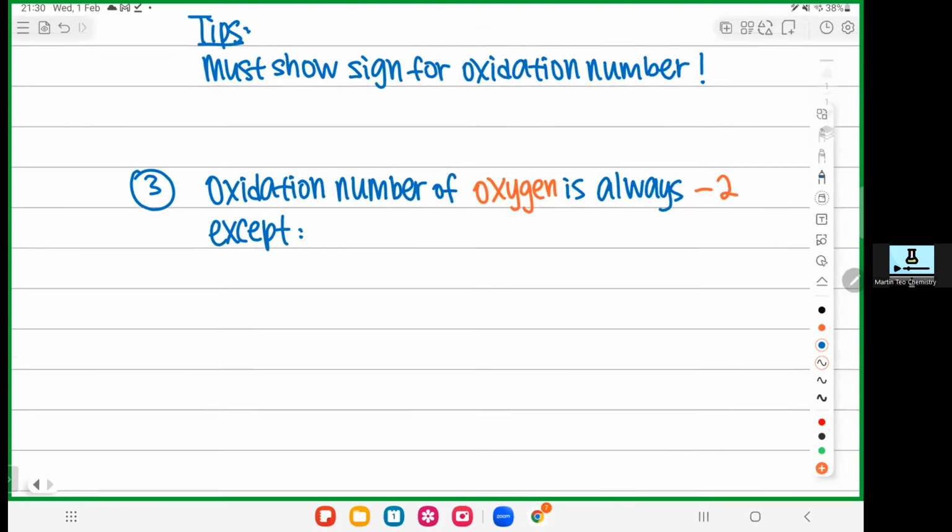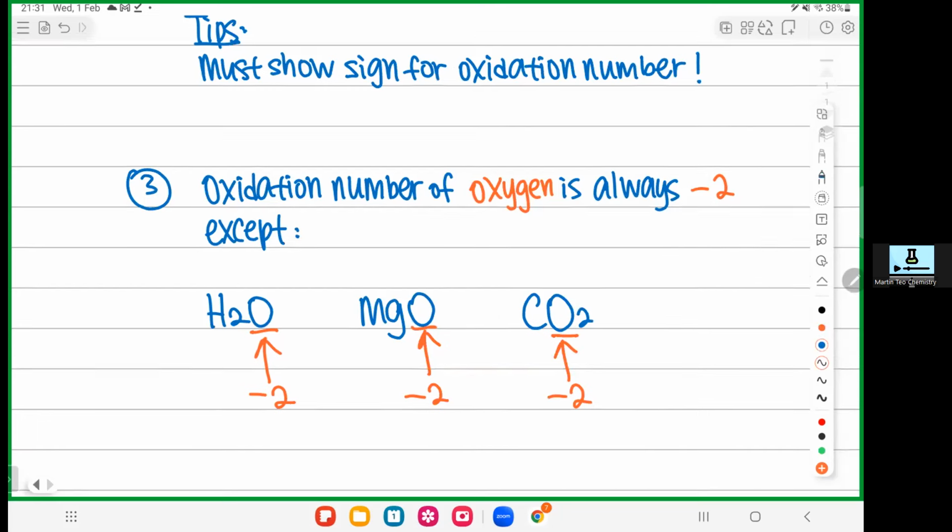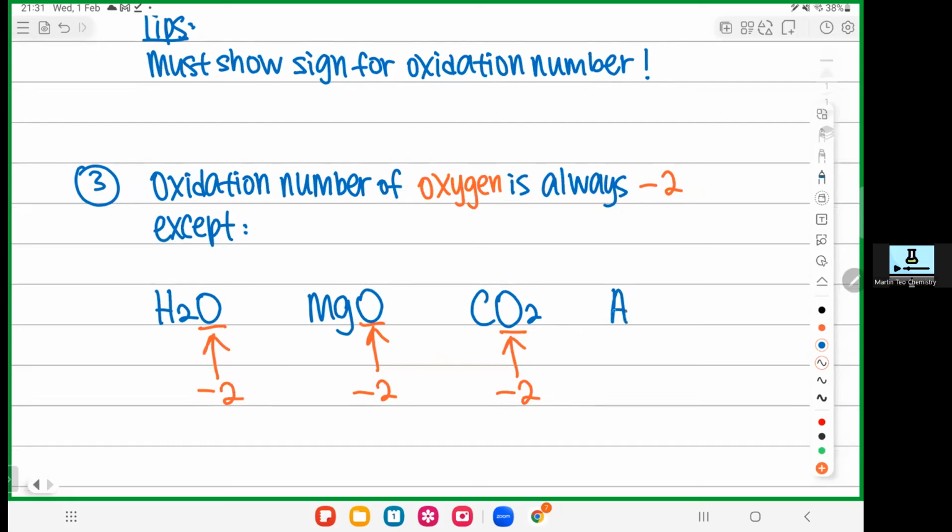Let's say water has oxygen. So the oxygen here is -2. Magnesium oxide has oxygen. The oxygen here is -2. Let's say we go for something that looks weird. Carbon dioxide has oxygen, so the oxygen here is -2. Let's say aluminium oxide has oxygen.